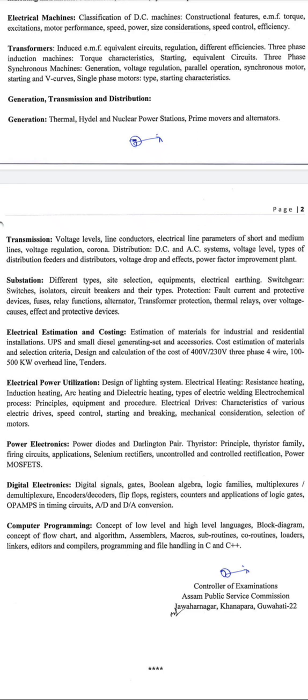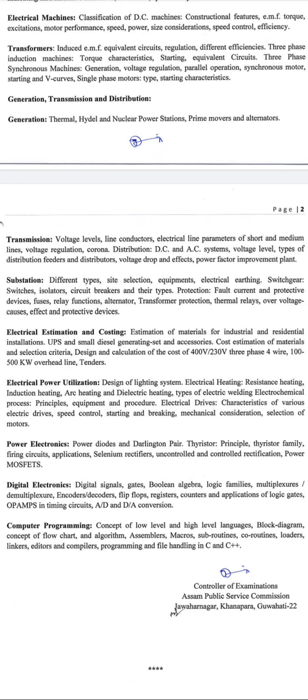induction heating, arc heating and dielectric heating, types of electric welding, electrochemical process, principles, equipment and procedure, electrical drives, characteristics of various electric drives, speed control, starting and braking, mechanical considerations, selection of motors. Under power electronics: power diodes and Darlington pair.